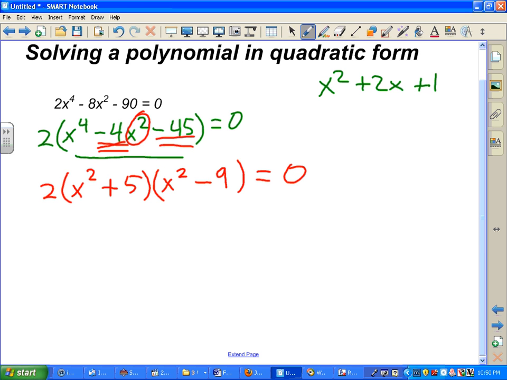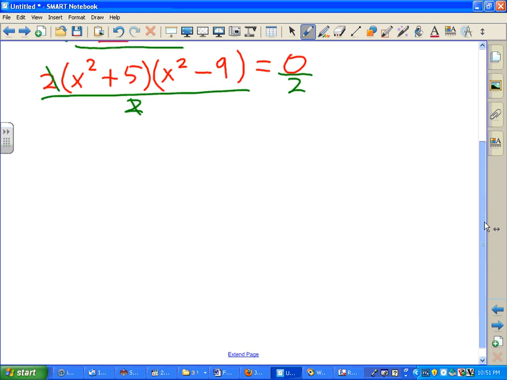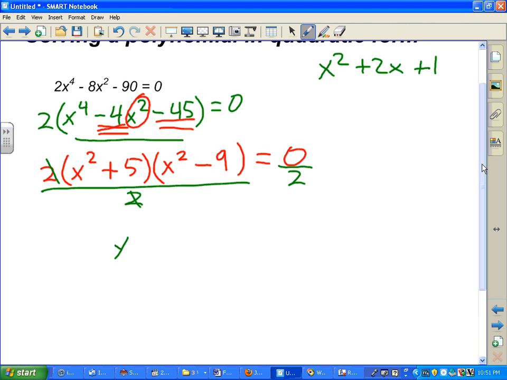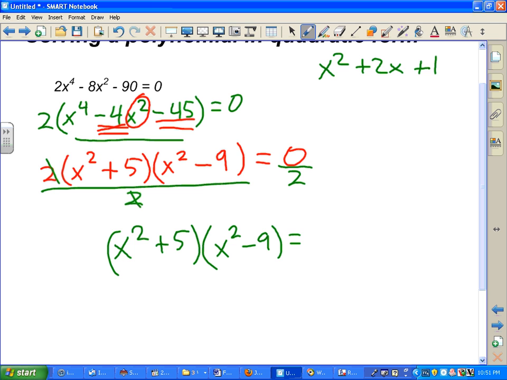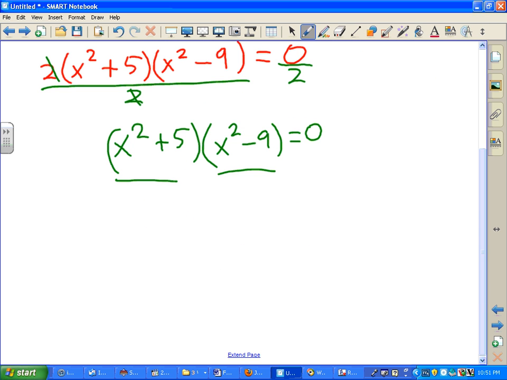So now I've made everything multiplication. Well, now I've got to get rid of this 2. So if I divide both sides by 2, the 2's cancel on the left. 0 divided by 2 is just 0. How's my time going here? Oh, we're in good shape. So I'm left with x squared plus 5 times x squared minus 9 equals 0. Well, now I take each piece just like I would with a normal quadratic and set it equal to 0. So x squared plus 5 equals 0, and x squared minus 9 equals 0.